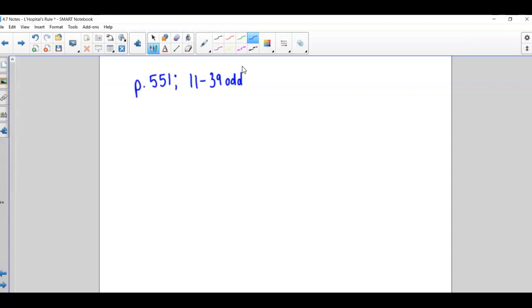Actually, hold on. There might be a couple of these that are ones that we did in the notes, like 37 and 17. So a couple of them we may have already done. No, it's not 551. It's 511. Sorry about that. 511.